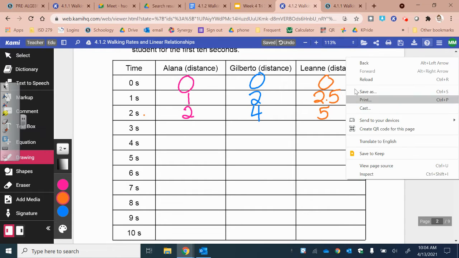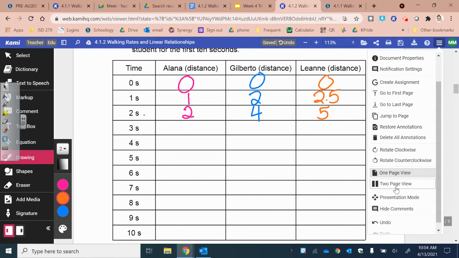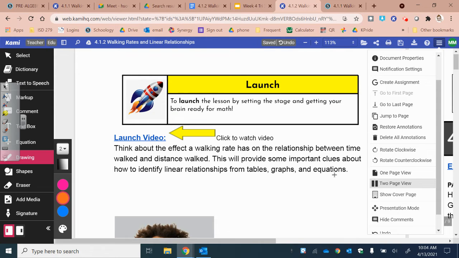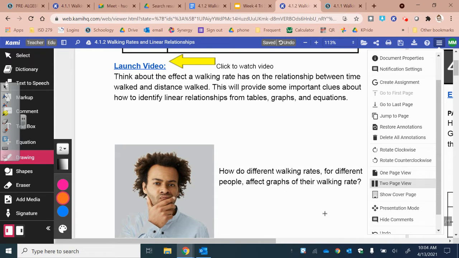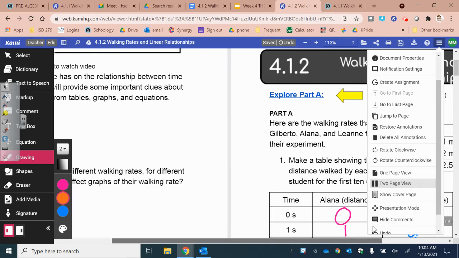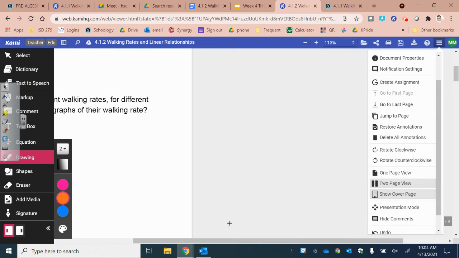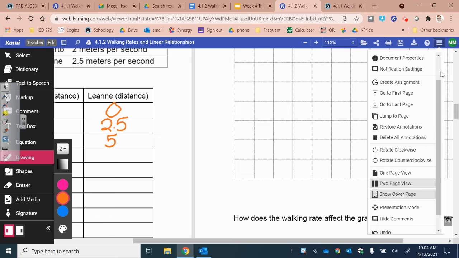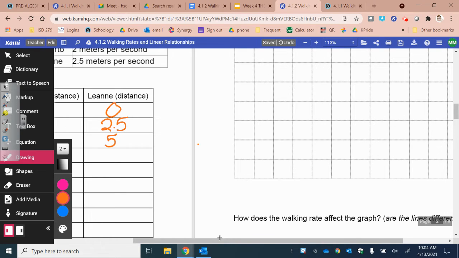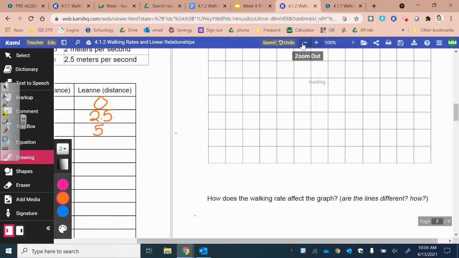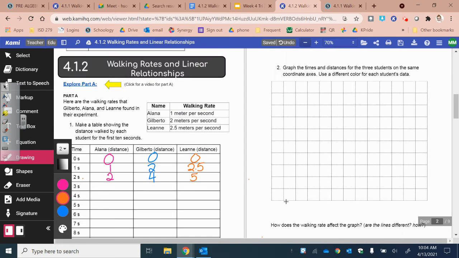One thing I want to show you right now in Kami is you can pull up a 2-page view, because on the next page, you're going to be graphing this. So you can notice here, I don't have my table next to my graph. So in order to make that happen, I'm going to click on the show cover page. And what that does is just make it so that my view is now really easy to see both my table and my graph, so that when you are graphing it, you're going to be able to see your table right here. So if you want to use that tool, it's up to you. I just thought I would point that out.